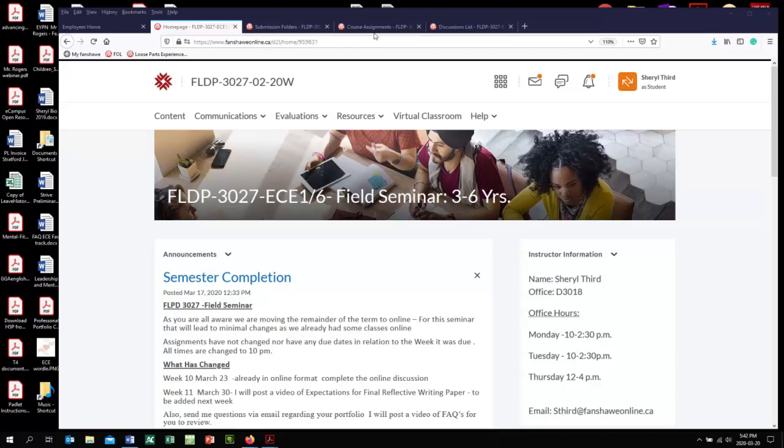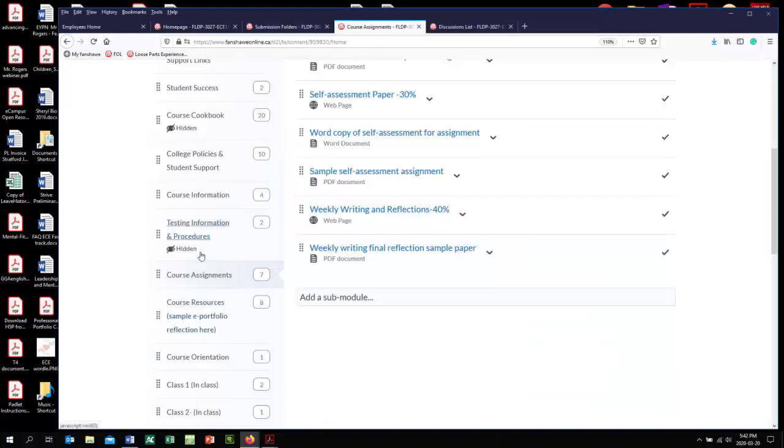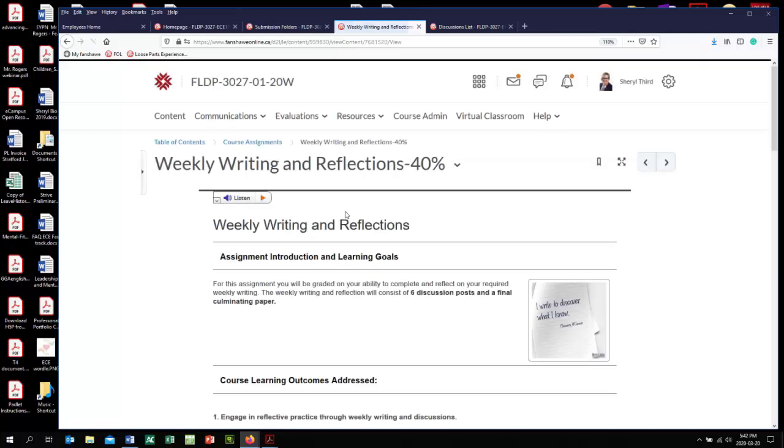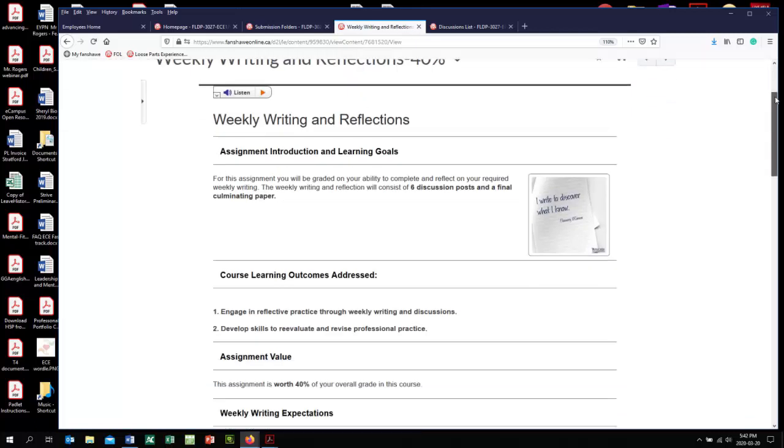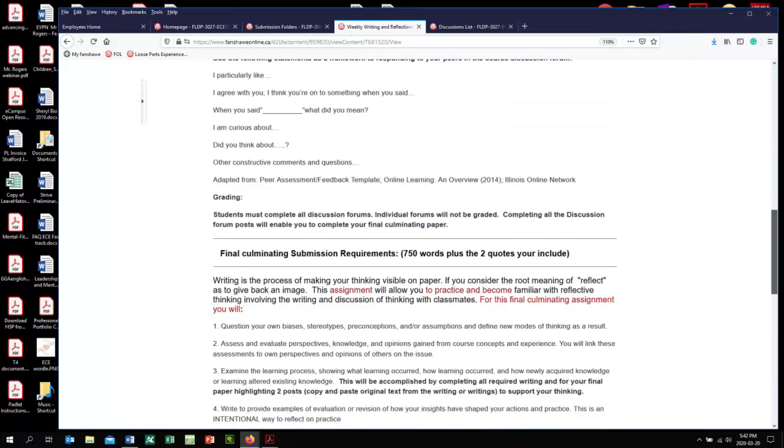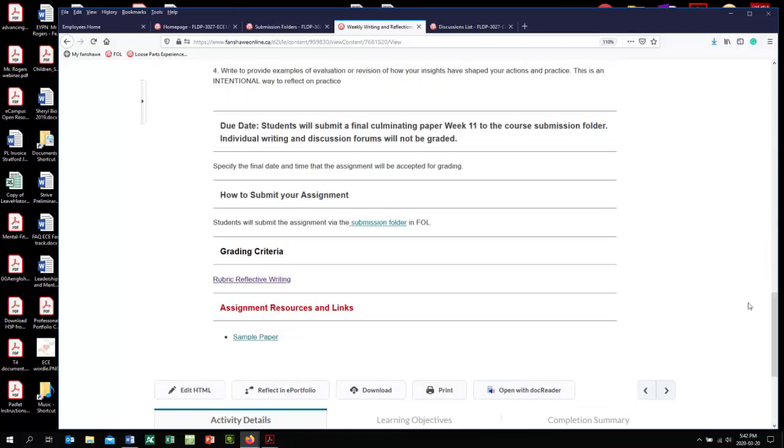This assignment can be found under the course assignment link, and it's called Weekly Writing and Reflections. So I want you to go to course assignments, click on Weekly Writing and Reflections, and everything you need to know about this assignment is on this page, including how to submit it to the submission folder, the rubric, which we'll look at, and then there's also a sample, which we will also look at.